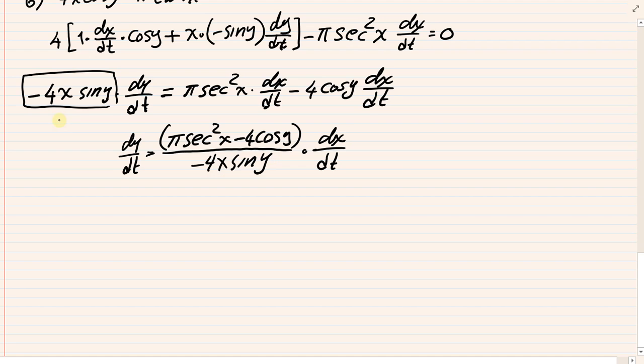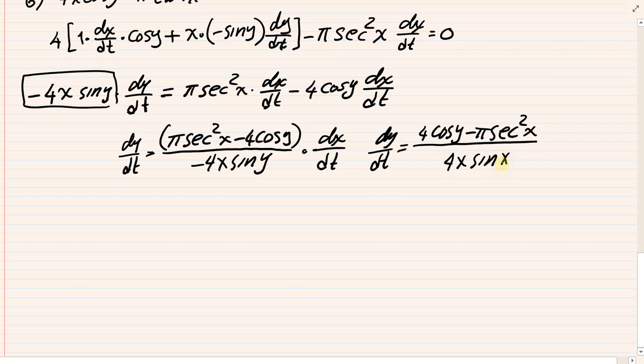True. Now we can move the negative from the denominator onto the numerator, and that will give us the general statement. So dy dt therefore is 4 cosine y negative pi secant squared x, all of that divided by 4x sine y. I move the negative to the numerator and distributed it over to the binomial. And then of course we have dx dt here, and again this is a general formula for the derivative at any given time for any given coordinates x and y.